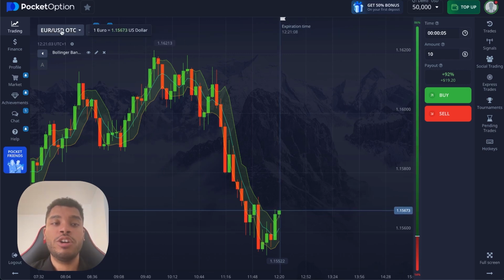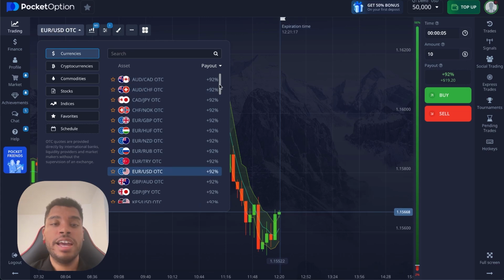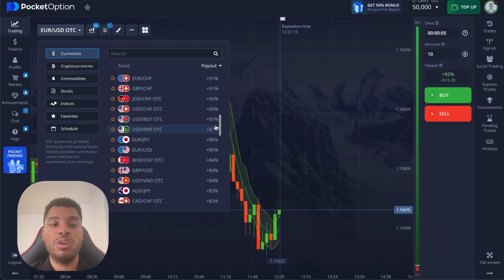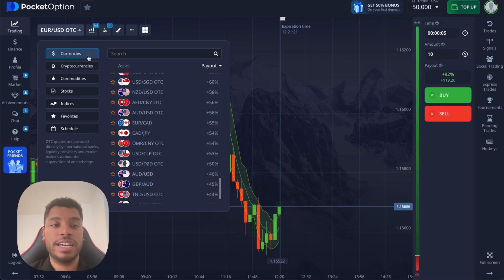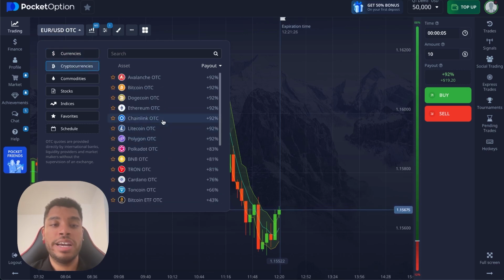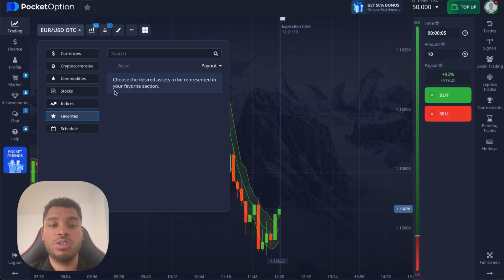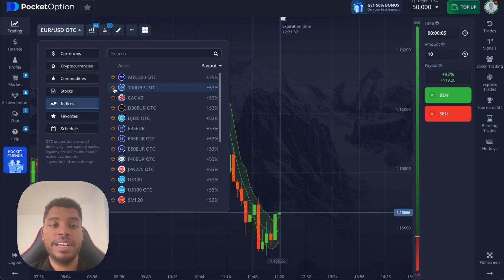If I go completely on the left, I have the option to select which pair I'm currently looking at and also trading. So in this case, we're looking at Euro USD over the counter. As you can see, if I scroll down, I can see all the other pairs in the currency category that I can trade. Then if I click on cryptocurrency, I'm gonna get access to a few crypto that I can trade. Same thing for commodities, stocks, indices, and also I can add my favorite by simply clicking on this star.